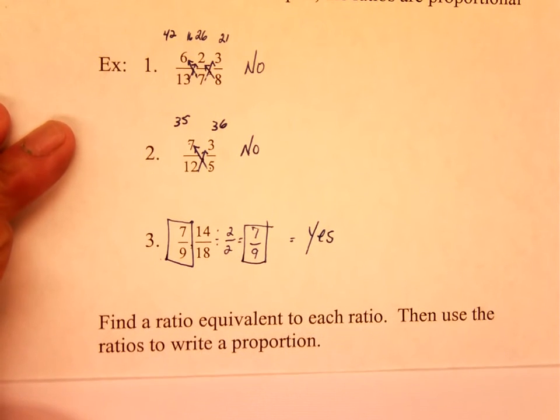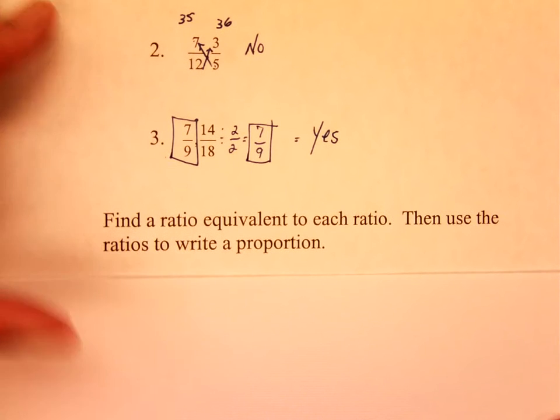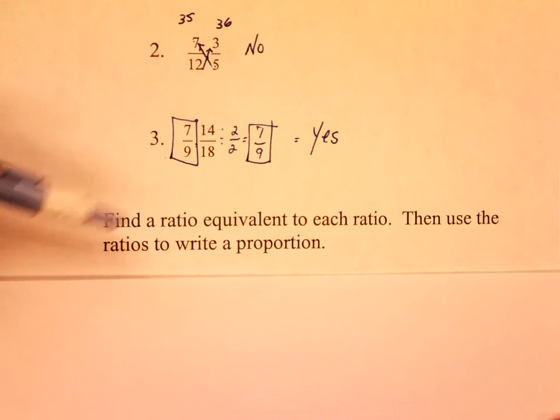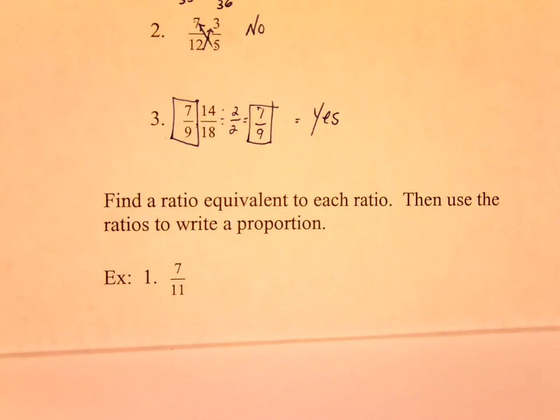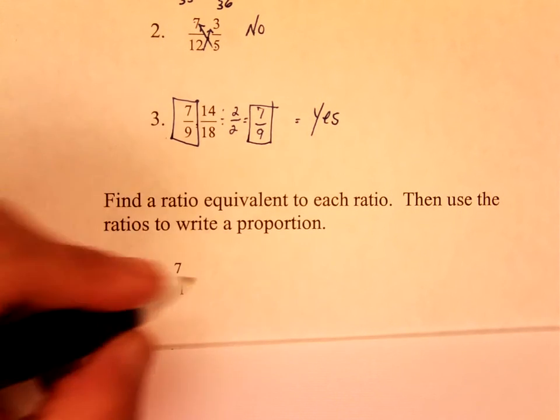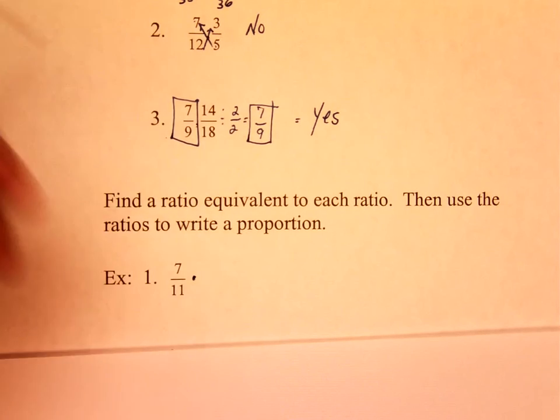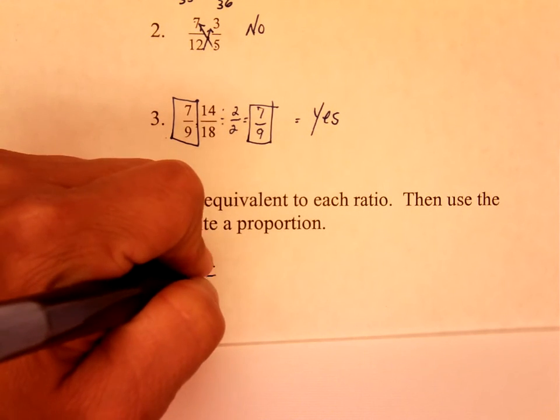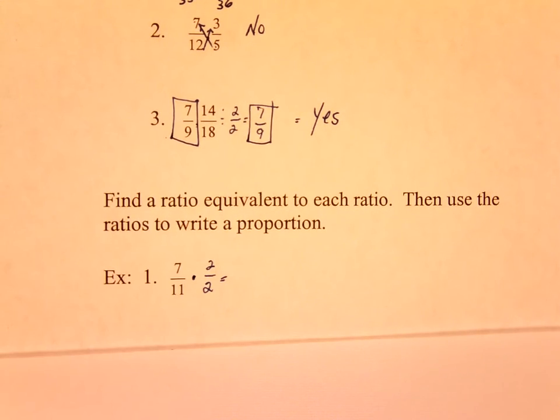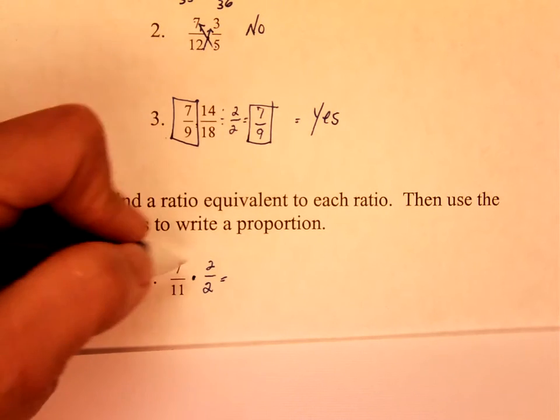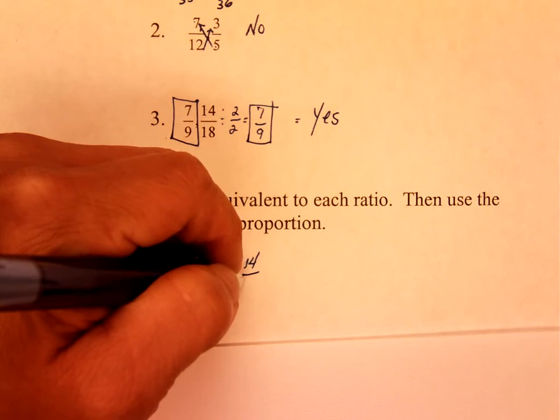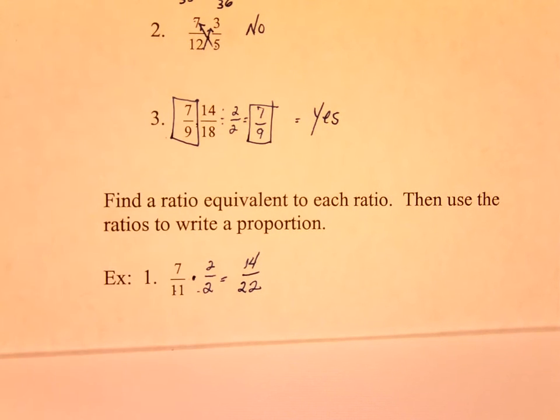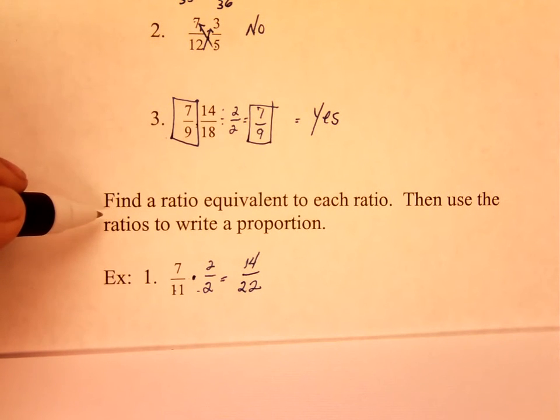Okay, here's the next direction. It says find a ratio equivalent to each ratio, then use the ratios to write a proportion. So all you have to do is multiply. It's just like your fractions. Tell me what you're multiplying or dividing by. So for 7/11, I'm going to just multiply by 2. You can choose whatever number you want, but make it easy on yourself. So 7 times 2 is 14, and 11 times 2 is 22. So that is finding the equivalent ratio.